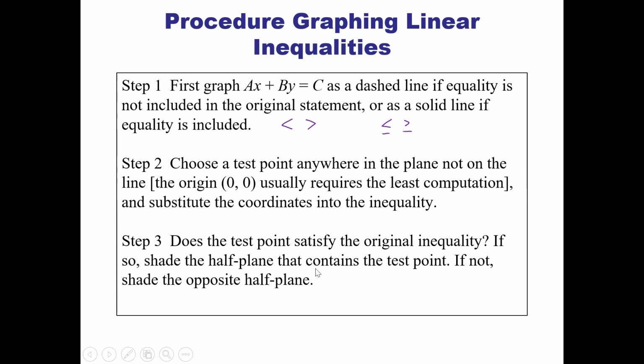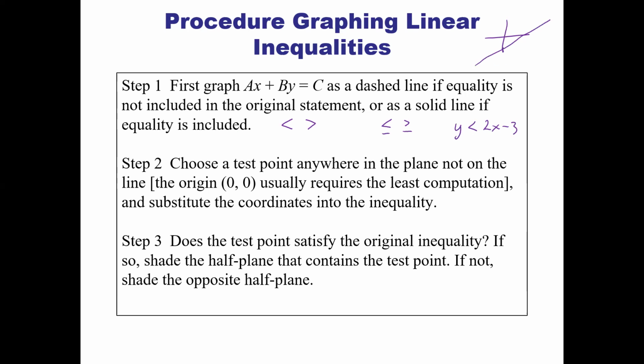If so, then you shade the half plane that contains that test point, and if not, shade the opposite half of the plane. But again, a lot of times when you're reading this, if you've solved it and you've got basically y is less than 2x minus 3, then wherever your 2x minus 3 is, it's going to be here, and it's a positive, so it's going to be something like that.